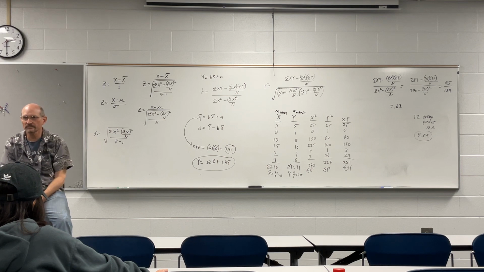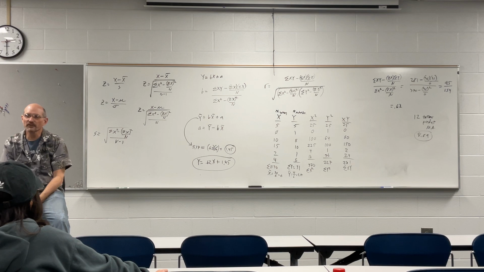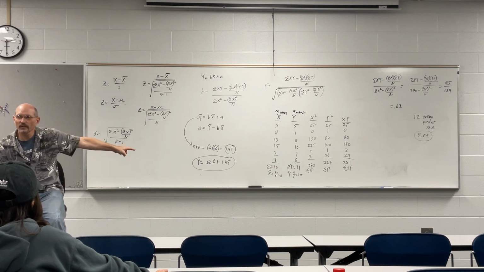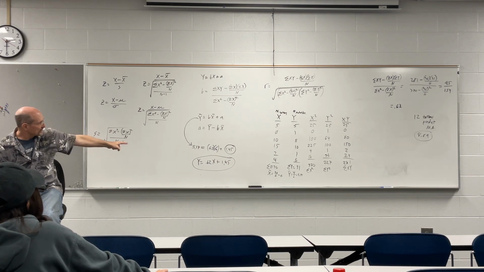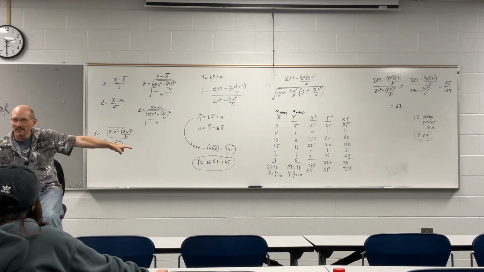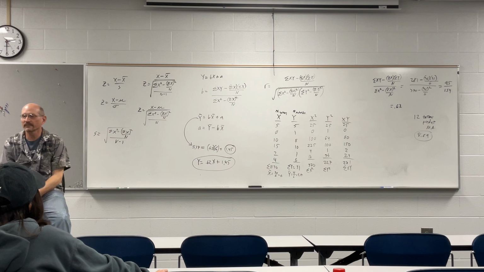Where'd you get the decimal answer from again? Where do I get the what? 8.89. I plug in 12 for X into the least squares regression line. So down at the bottom, where I've got Y equals 0.62X plus 1.45, plug in 12 for X, solve for Y.